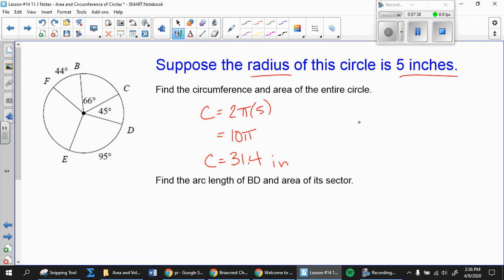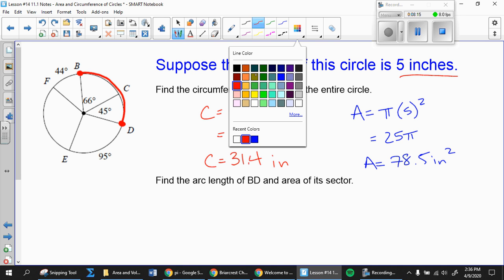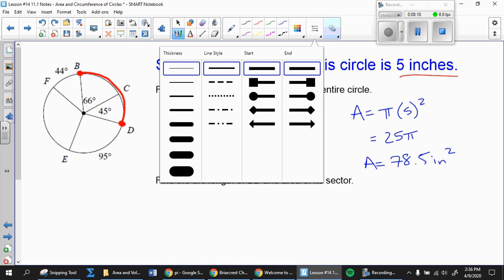When I find area, it's pi times 5 squared, which gives me 25 pi. Again, when we type that in our calculator, we get area equals 78.5 inches squared. So that's the circumference and area of this circle. Now, if I want to find the arc length of BD, and the area of its sector, we know BD is this arc from B over here to D.